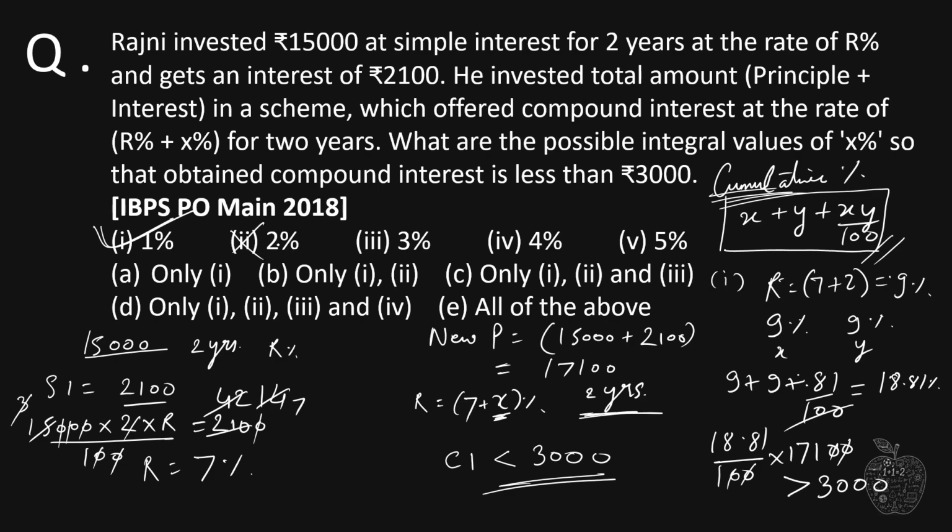Now if 2% does not satisfy, that means any value greater than 2% will not satisfy. That means 3, 4 and 5 will also not satisfy. So only option 1, 1%, will satisfy. So option A, only 1, is the correct option. This is how you solve this problem.